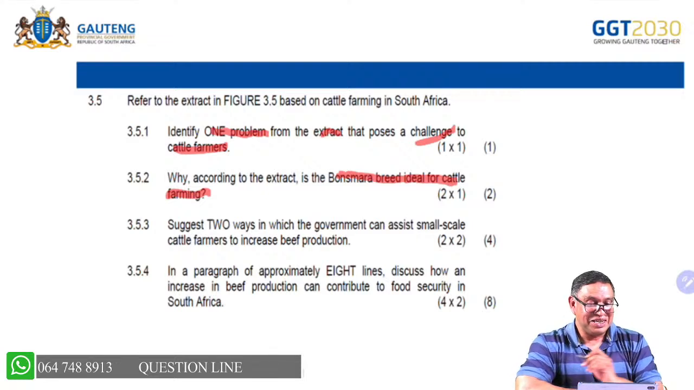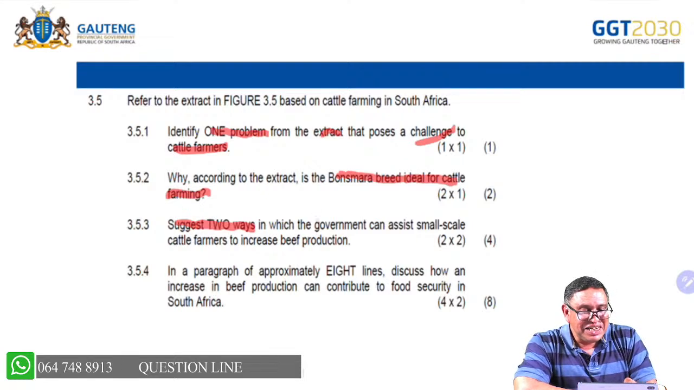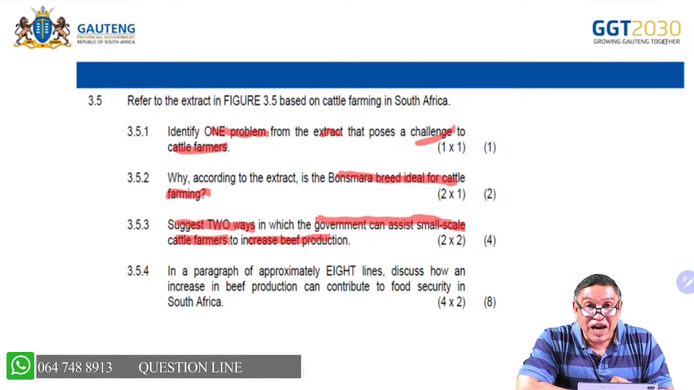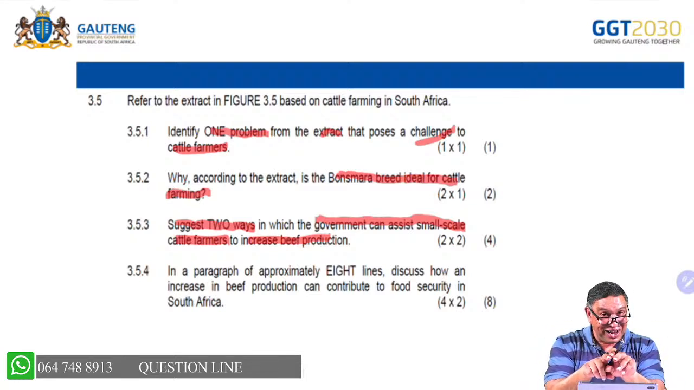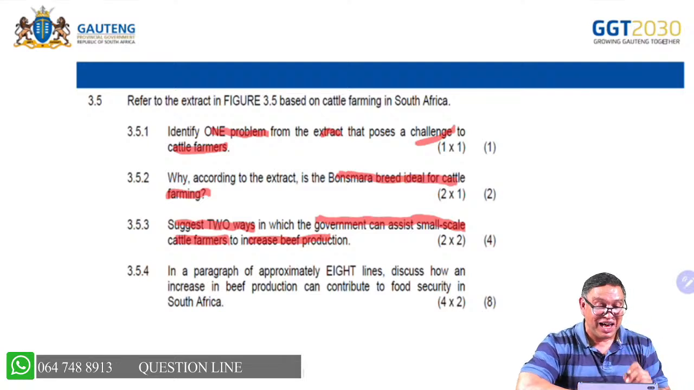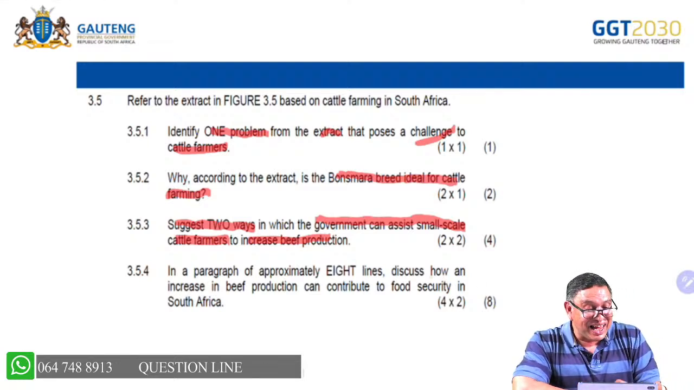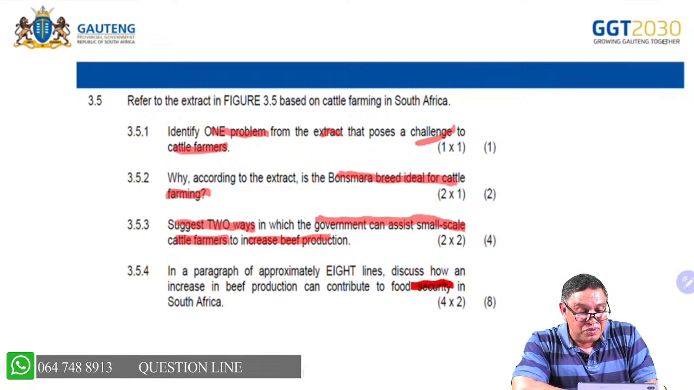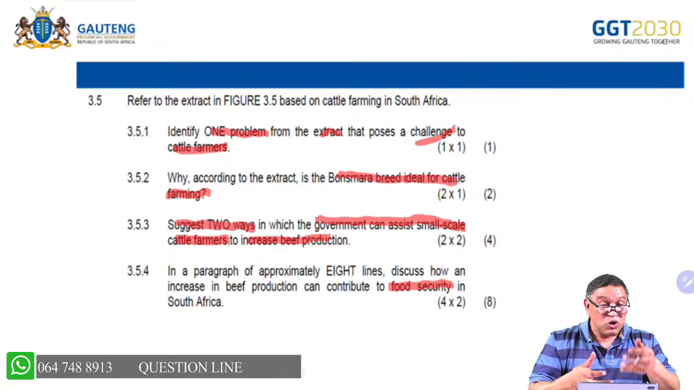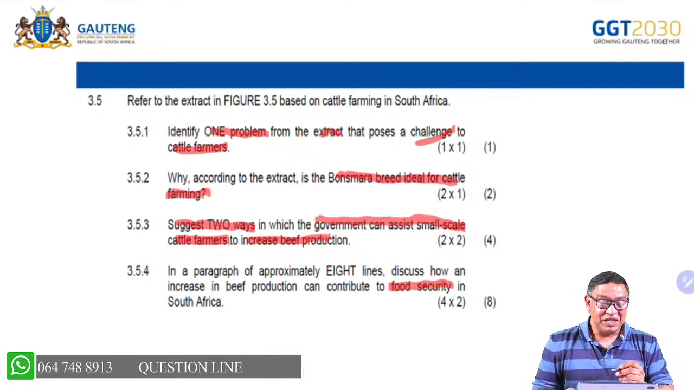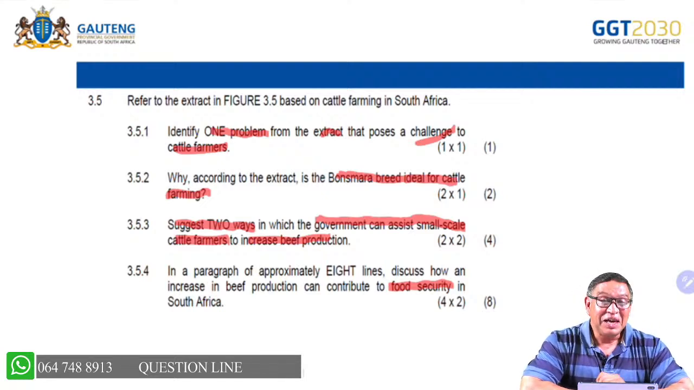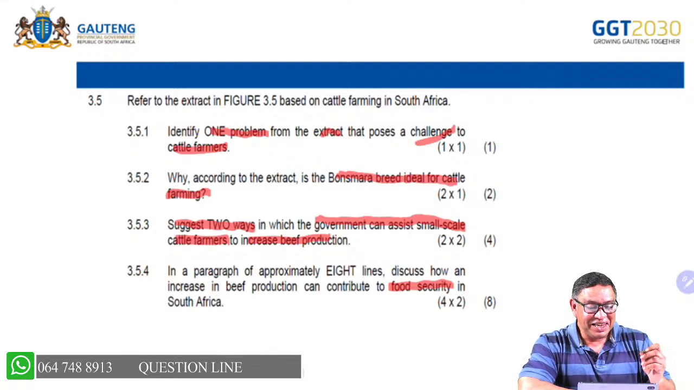Now watch this, learners. Suggest 2 ways in which the government can assist small-scale cattle farmers to increase beef production. Can you see the concept of small-scale farming coming in? All right? So we're linking sections. Now watch the last one. In approximately 8 lines, discuss how beef production can contribute to food security. So 3 different aspects of that subsection have been included. So can you see linking your sections is important because each one here is linked.